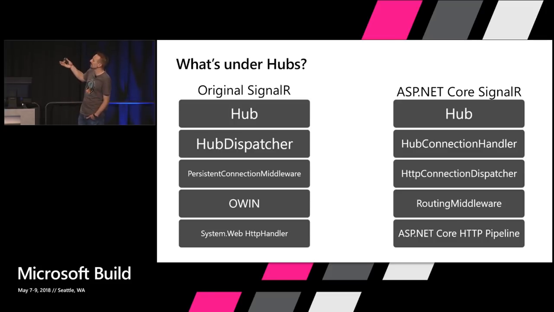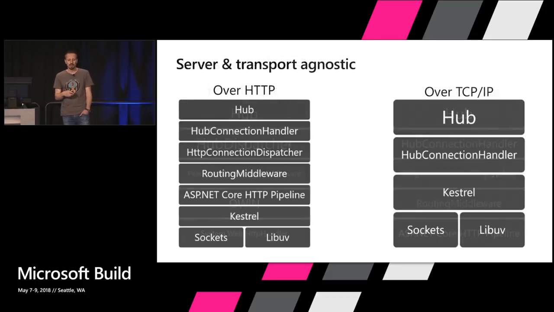So why do we have these layers? Why is it that we don't just stick hubs directly on top of routing, which is effectively what MVC does? MVC sits right on top of routing, but we don't do that in SignalR, and there's a reason why. And that's because SignalR, just like it used to be, is still server and transport agnostic.